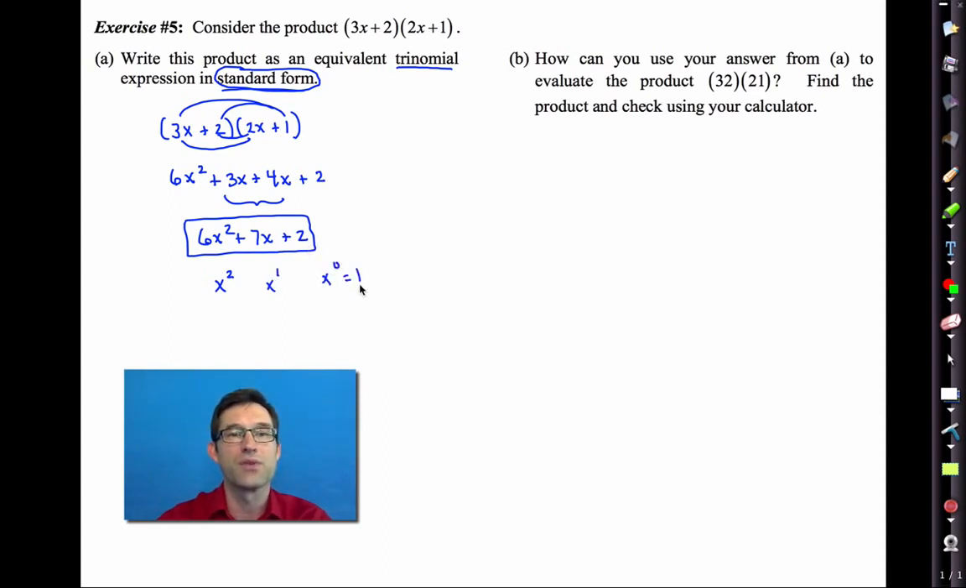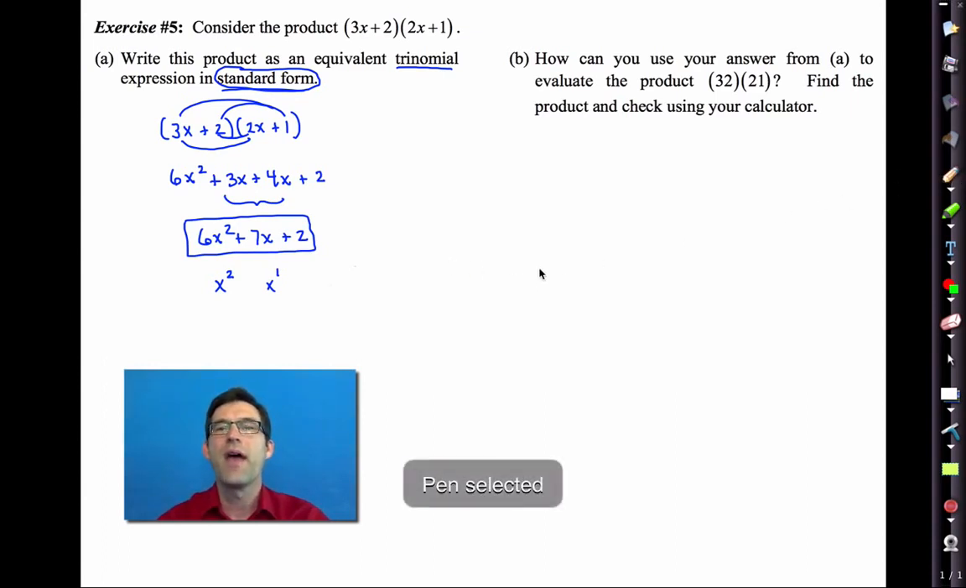Remember, anything to the 0 is 1. I don't mean to make that too confusing. My point is that if they had said write this out as a trinomial, but they hadn't said write it in standard form, you could have easily written the final answer like this. Right? That's equivalent to this, but it's not written in standard form. All right. And now let's take a look at letter B.